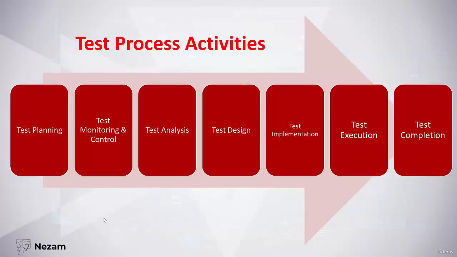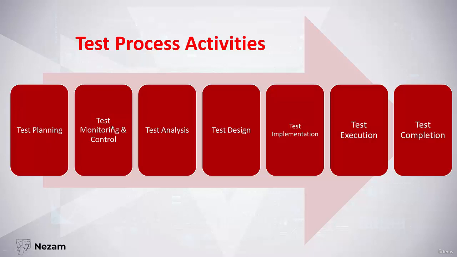So our test process consists of 7 activities. It begins with planning, we have design in the middle, and execution at the last. But there are more activities. We begin by test planning, monitoring and control, analysis, design, implementation, execution, and completion. So at the beginning, we write our test plan.